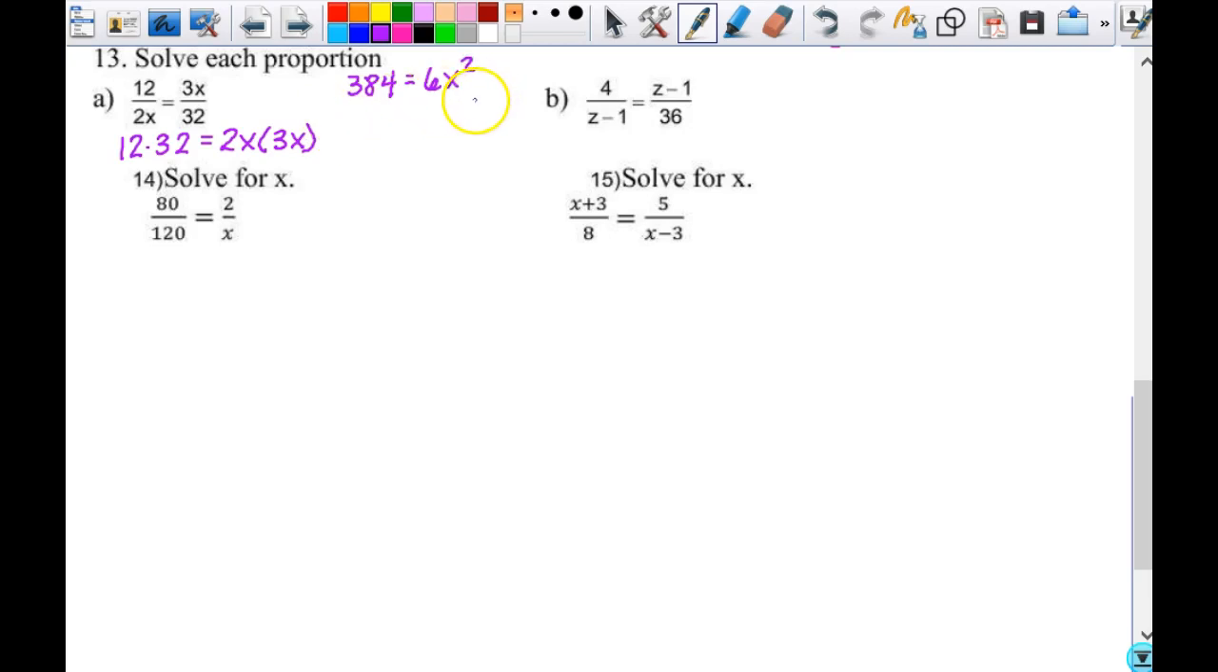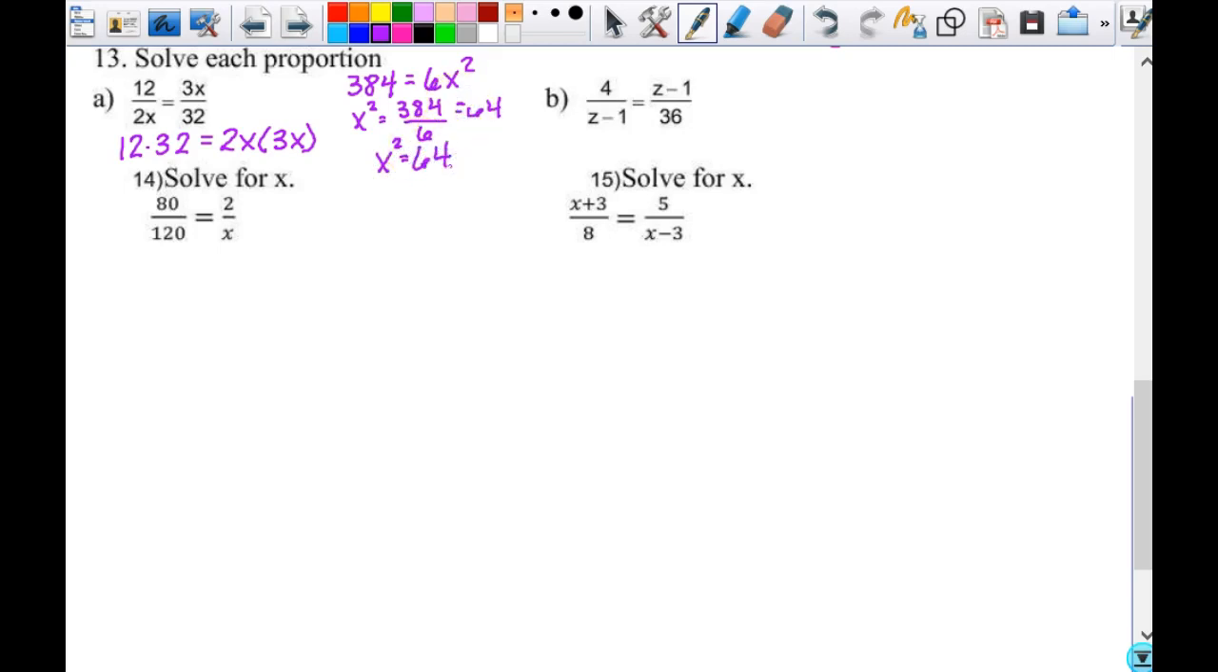So I divide both sides by 6. So I'm going to get x squared is equal to 384 over 6. Right. So 6 goes into 38 6 times with 2 left over. And then 6 goes into 24 4 times. So I get x squared equals 64. Oops, equals.